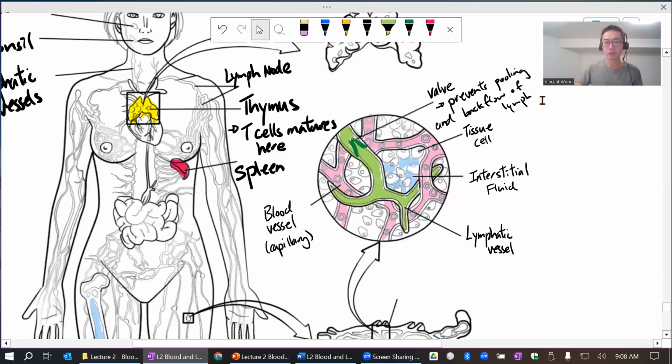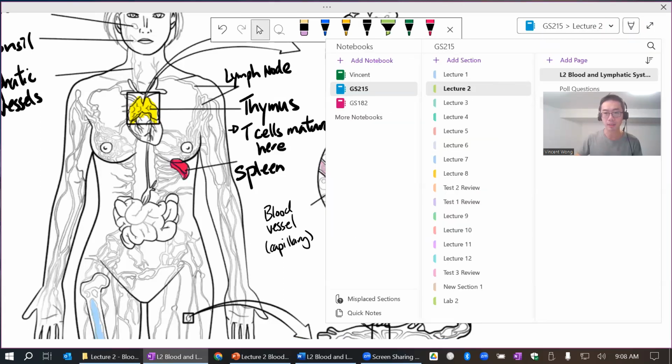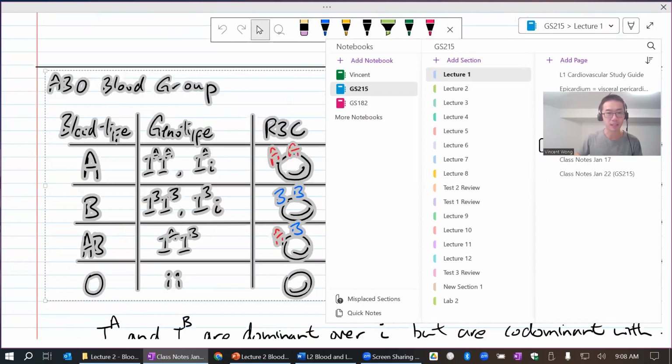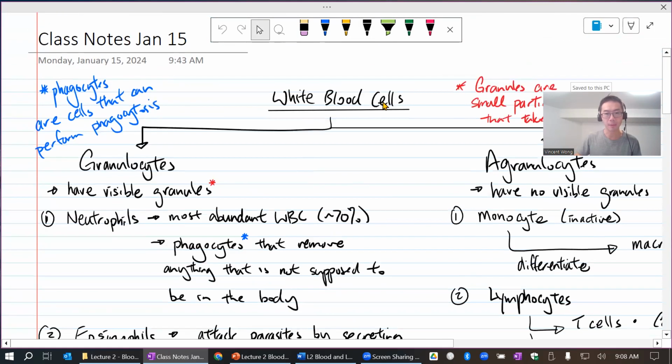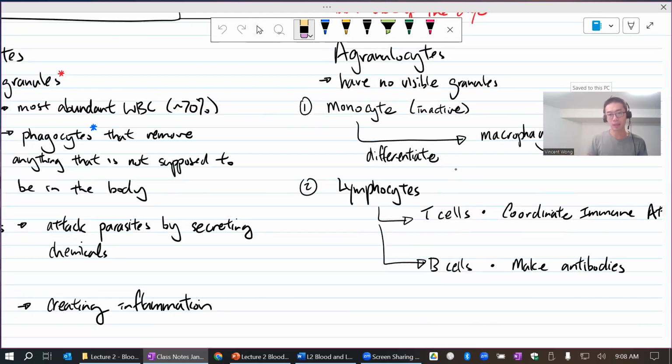remember the note we took last time? Maybe let me see, where is it? Was it the 15, I guess? Okay, like here, right? White blood cells, they have agranulocytes, which one of the types is lymphocytes, right? So a type of lymphocytes is called T cells.